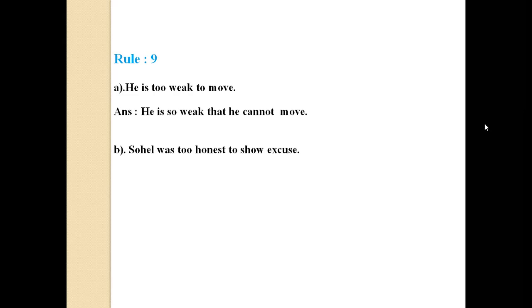Number B, Suhel was too honest to show excuse. So the answer will be: Suhel was so honest that he could not show excuse.